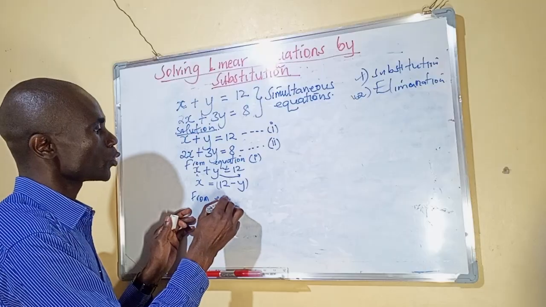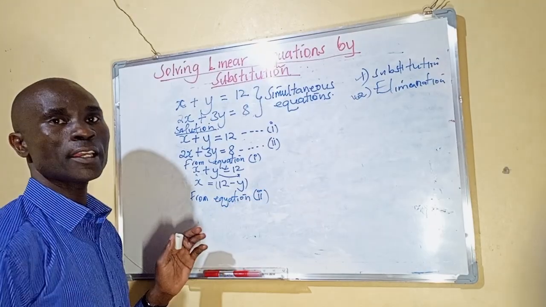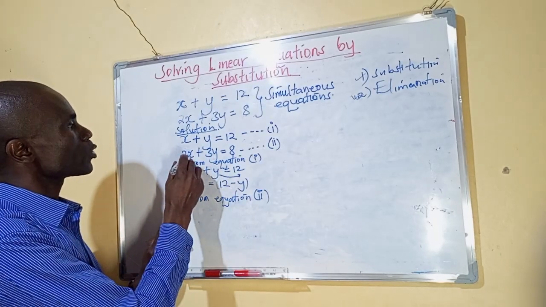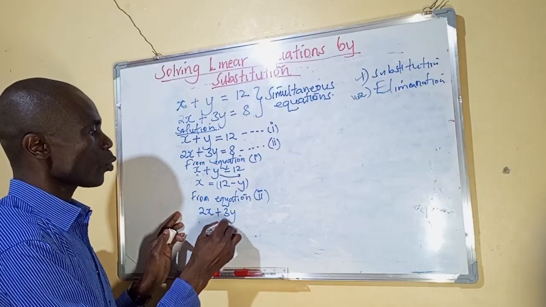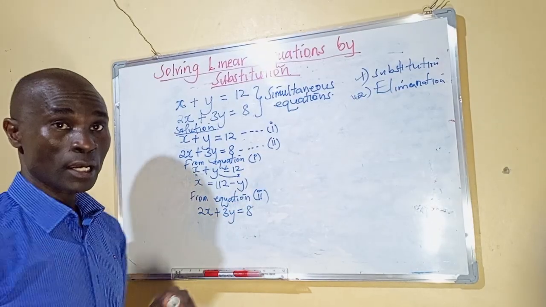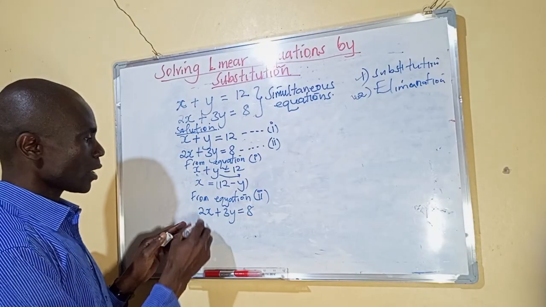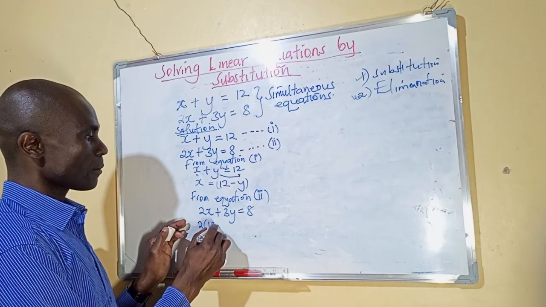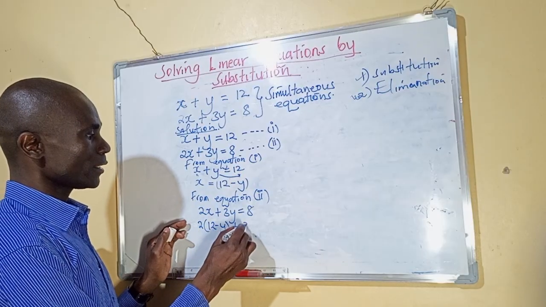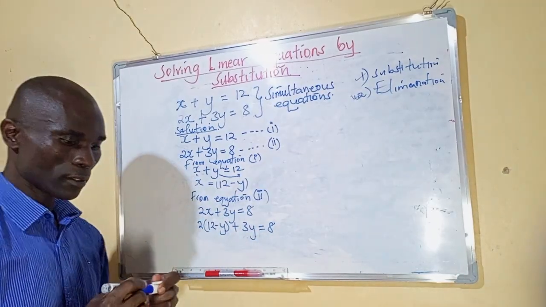From equation 2, where is our equation 2? It is 2x plus 3y giving us 8. So we are saying where there is an x, we replace it with 12 minus y. So we shall have 2 into 12 minus y, adding to 3y, and we're getting a total of 8.